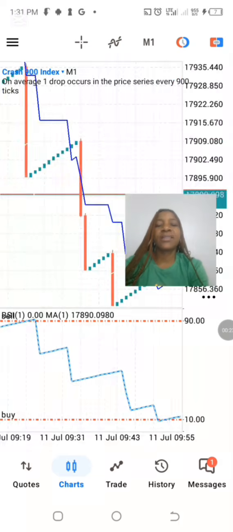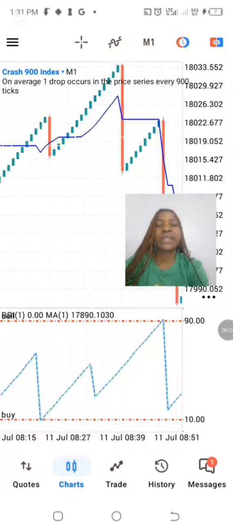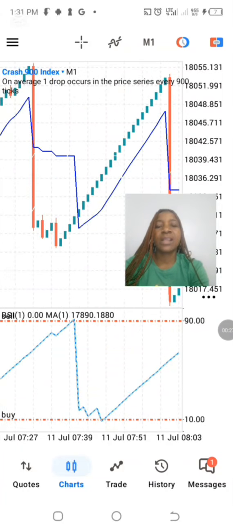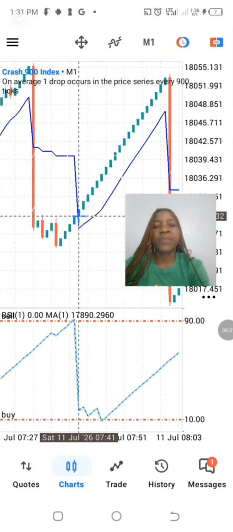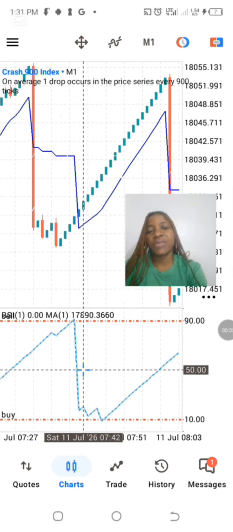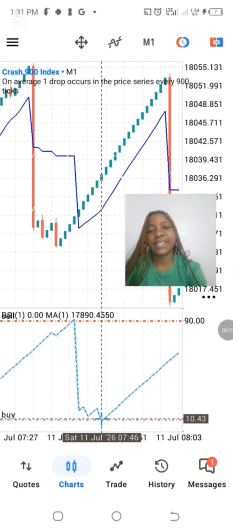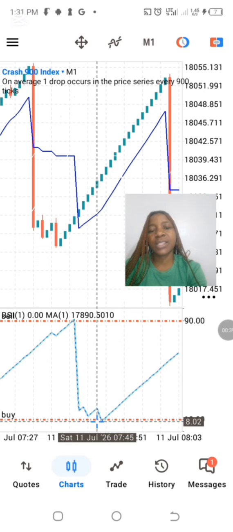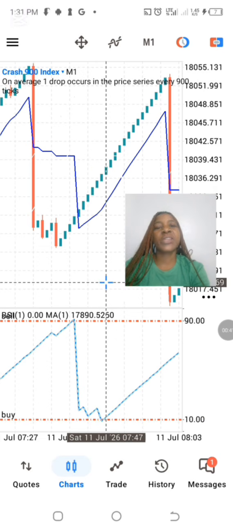Let's look for one last example before we close. We are in crash 900, and this is another perfect entry. Here the Ichimoku on the main chart crossed below the candlestick, and we have confirmation, though the confirmation came late. Here it reached level 10. You enter, you take your 10 candles.